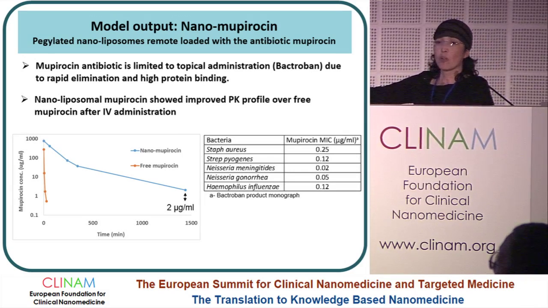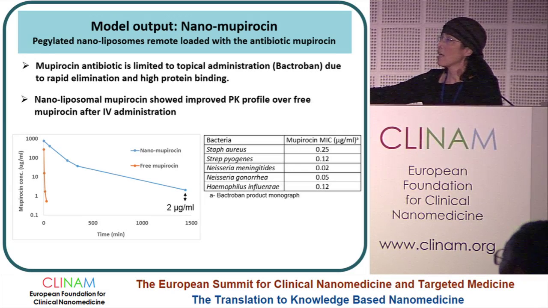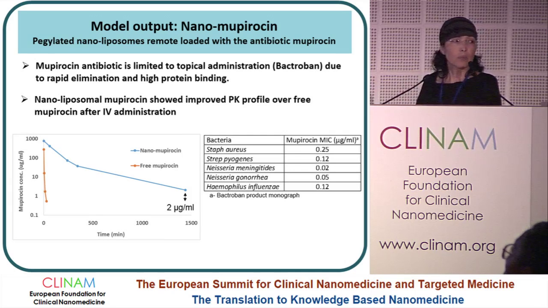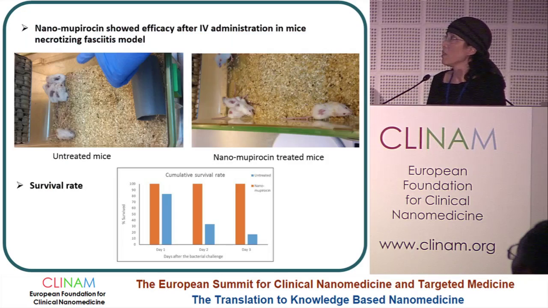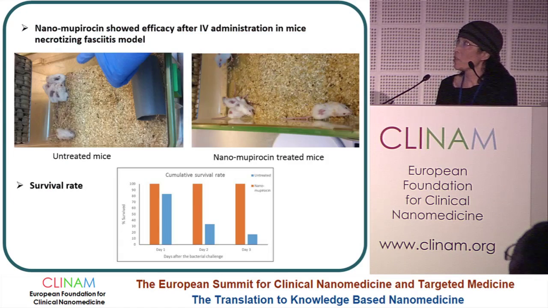The AUC ratio is 100 to 1. And you can see that even 24 hours after administration, we still have enough concentration, which is higher than the MIC of important bacteria that are presented here. We also showed efficacy of nanomupirocin after IV administration in a mouse necrotizing fasciitis model.